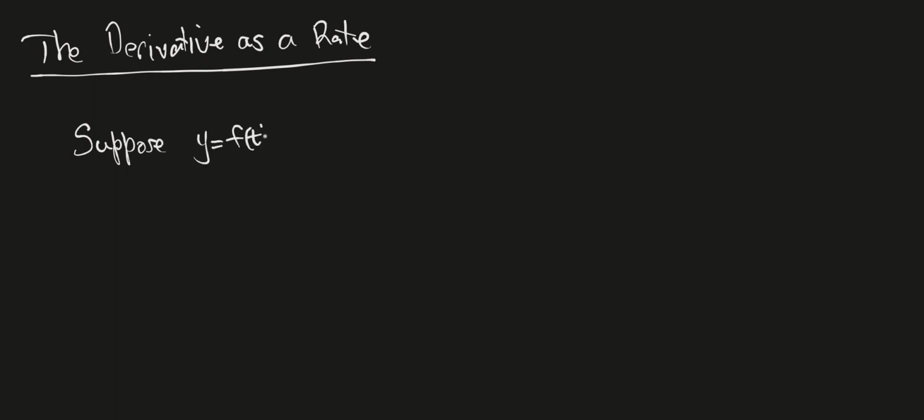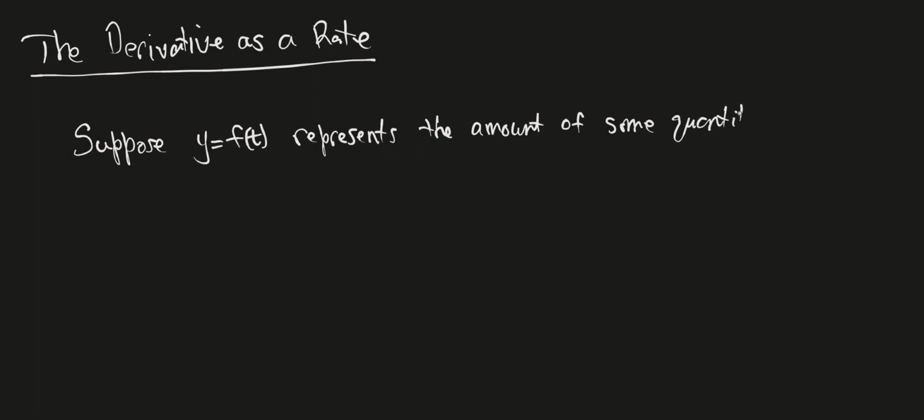y equals f of t, right? Suppose that this function represents the amount of some quantity at time t. So some quantity, well, let's say some quantity present at time t. Well, if we were to take the derivative of this function, then what it would be telling us is the instantaneous rate of change of this quantity at some time.